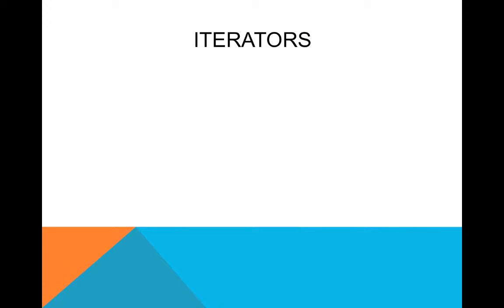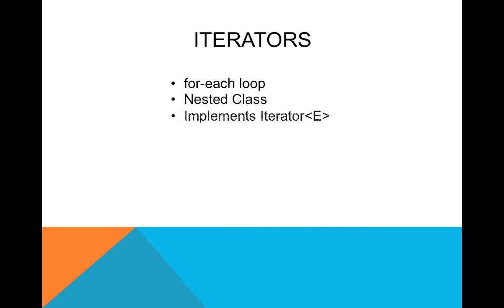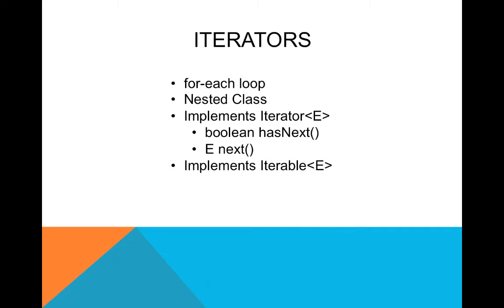Now, just to recap, for each loops use iterators in the background to do their heavy lifting. When adding an iterator to a data structure, the general idea is to add it as a nested class, since this iterator will only be used by this data structure. For a class to be an iterator, it needs to implement the iterator interface, which has the methods hasNext and next. For any data structure to be able to use syntax such as a for each loop that uses iterators, the data structure class must implement iterable, which requires it to have a method that returns an iterator.